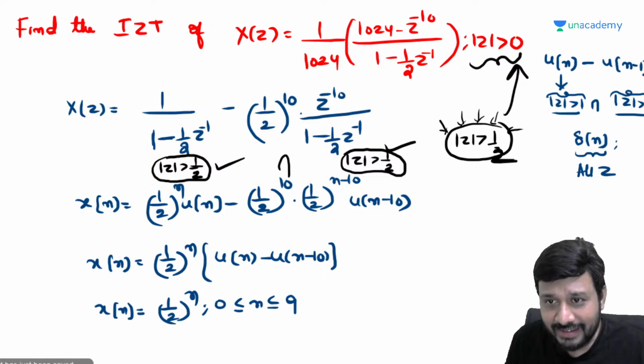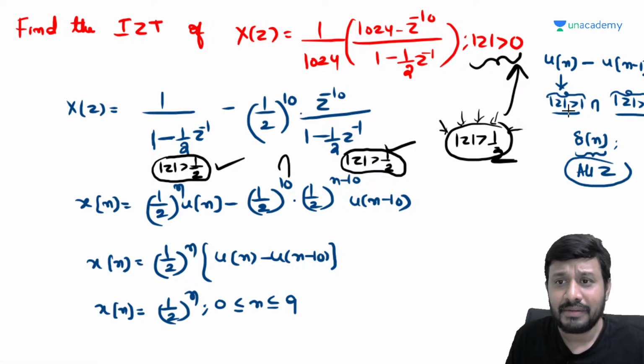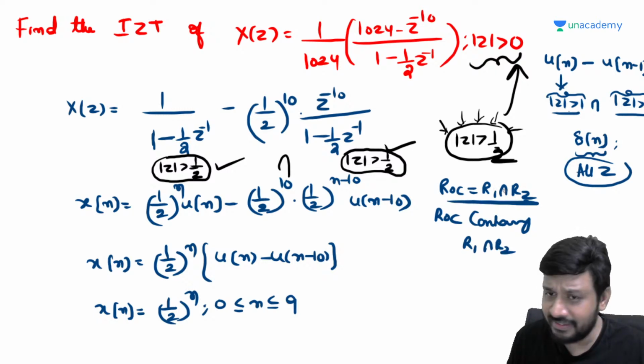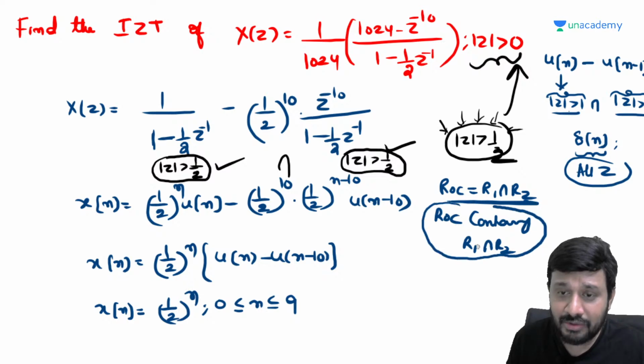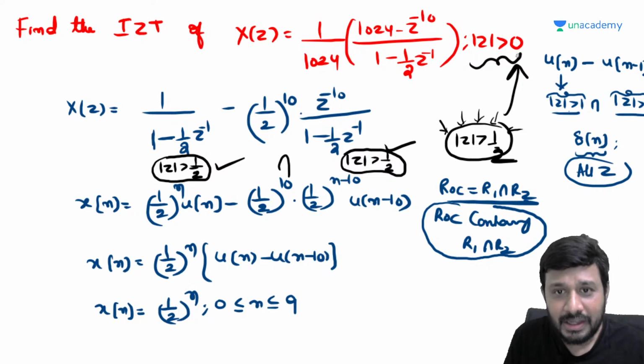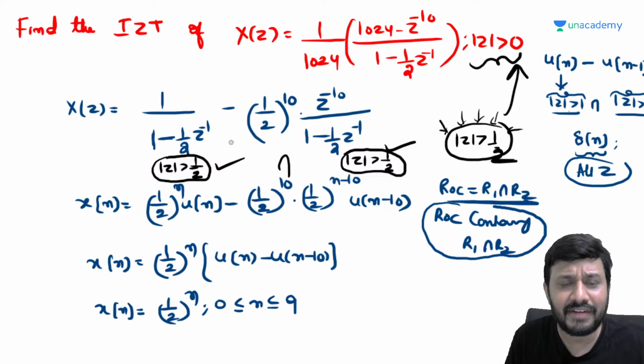ROC is entire z plane means it definitely includes mod z greater than 1, no? ROC containing R1 intersection R2. There is a lot of difference between ROC equal to R1 intersection R2 and ROC containing R1 intersection R2. ROC equal to R1 intersection R2 means it is definitely the intersection of ROCs only. ROC containing R1 intersection R2 means the resultant ROC may be different. If you add two signals, the resultant ROC may be different, but it contains the previous ROC. Here, mod z greater than 0 definitely contains mod z greater than 1/2. Here, entire z plane definitely contains the mod z greater than 1 ROC. Hope this point is clear.